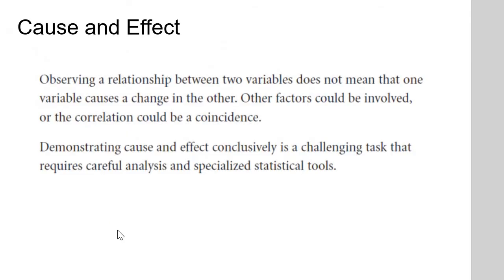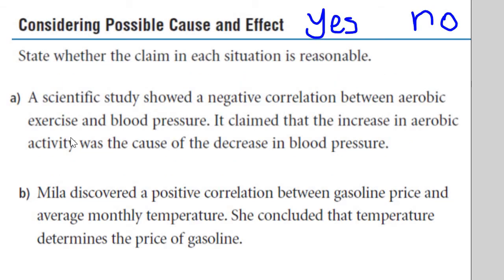The next thing that we have to talk about is cause and effect. So what is cause and effect? Observing a relationship between two variables does not mean that one variable causes a change in the other. Other factors could be involved, or the correlation could be a coincidence. Demonstrating cause and effect conclusively is a challenging task that requires careful analysis and specialized statistical tools. So let's take a look at some examples where I want you to think about three relationships and decide, does one cause the other?